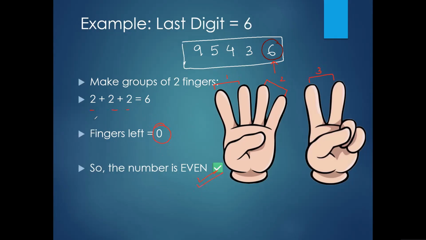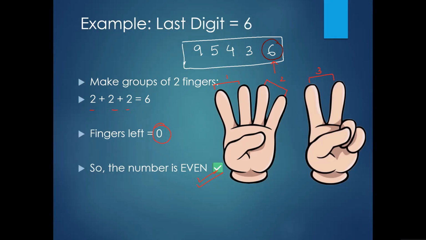So it is a very simple concept: first of all, whatever the last digit of the number is, open that many fingers. See if you can form groups of 2 and how many groups of 2 you can form. Now, after forming groups of 2, if one finger is left, then the number is not an even number. And if no finger is left, then the number is an even number.